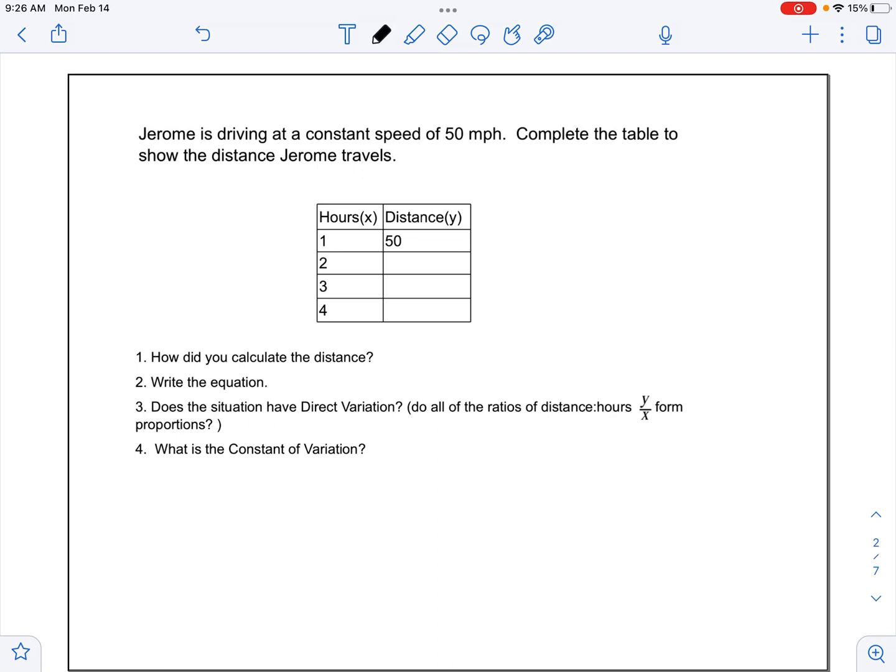You have Jerome and he's driving at a constant speed of 50 miles an hour. You're going to complete the table to show the distance that he travels. Well, there's a key phrase here that tells you this is going to have direct variation, because he is traveling at a constant speed. Because it's constant, they basically gave you the k amount, which means I'm going to be multiplying each of my x values by 50 to find my y values. So I'm just going to come down here and do times 50.